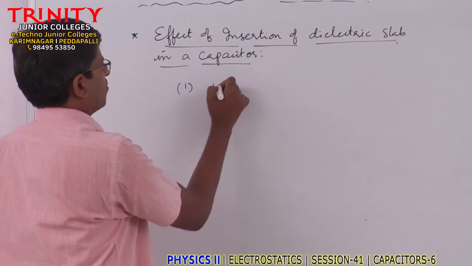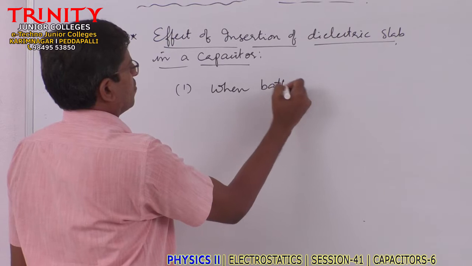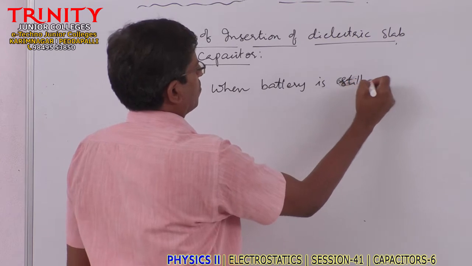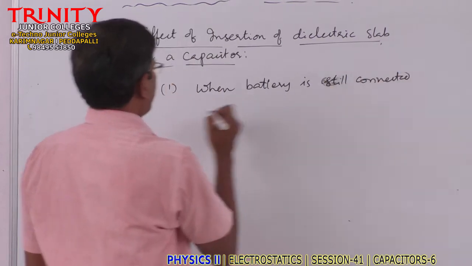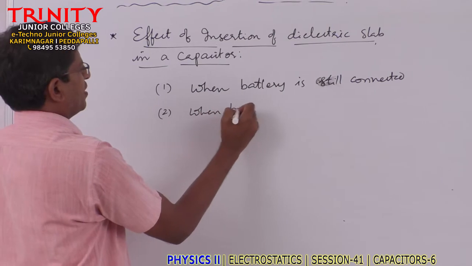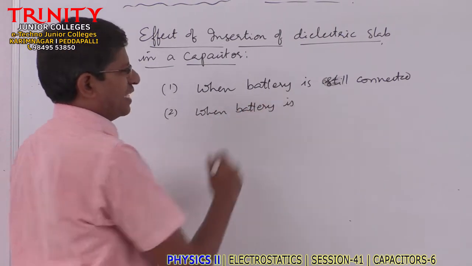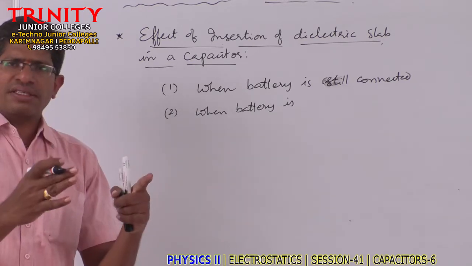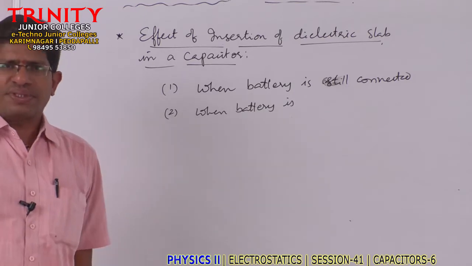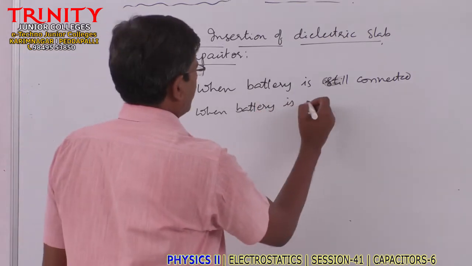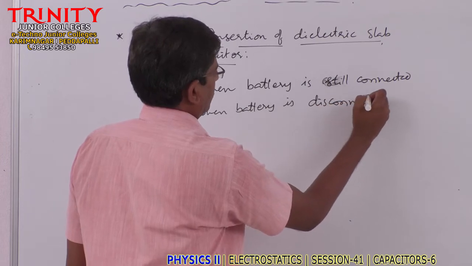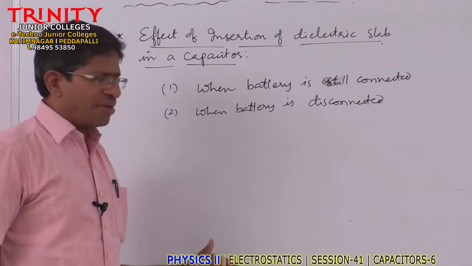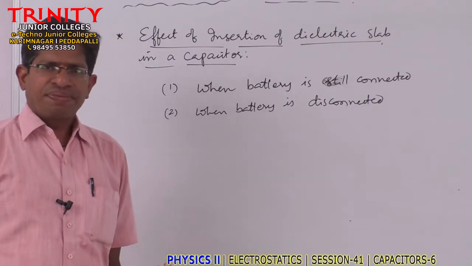When the battery is still connected, there are two cases, let us discuss. Second case is when the battery is disconnected. That means we are inserting the dielectric slab, and then we are disconnecting the battery. In the first case, we are inserting the dielectric slab, and the battery is continuously connected. So, these two cases let us discuss. Then what will happen to the various parameters of the capacitor, let us discuss now.